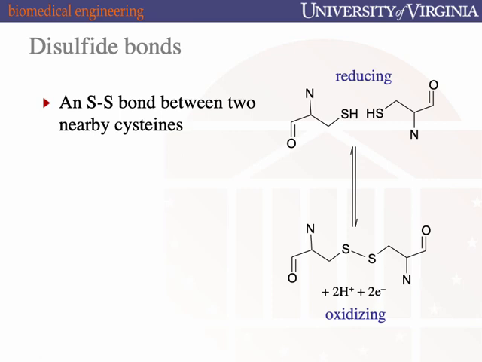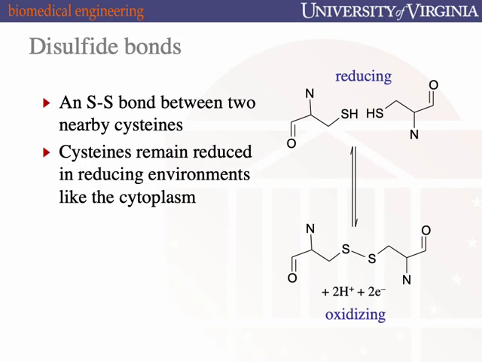Under reducing conditions, under a reducing environment, reduction is gain of electrons. Those two sulfhydryls pick up two electrons, and they also pick up two protons, and that's what gives rise to the sulfhydryls at the end. If instead those sulfhydryls encounter an oxidizing environment, oxidation is loss of electrons, they lose the two electrons, lose the two protons, and now you have a covalent bond between the two sulfurs, as shown here.